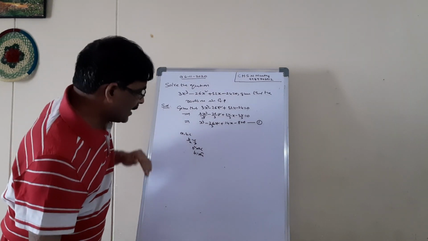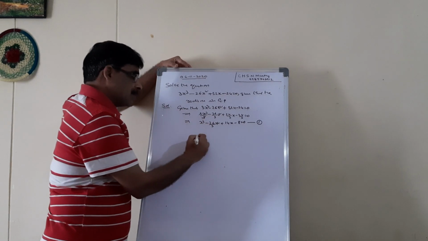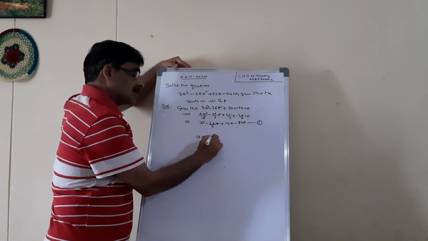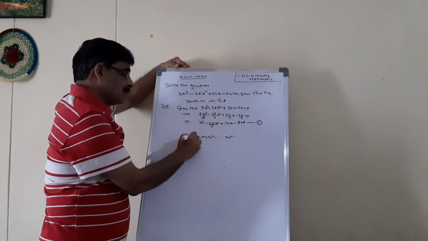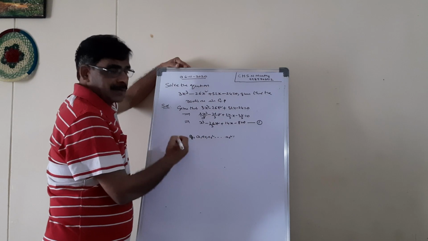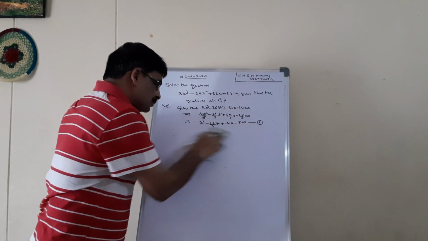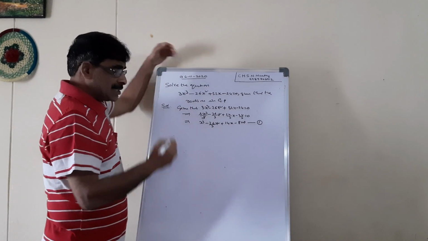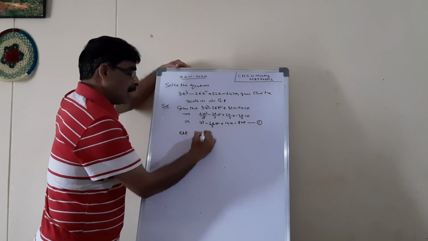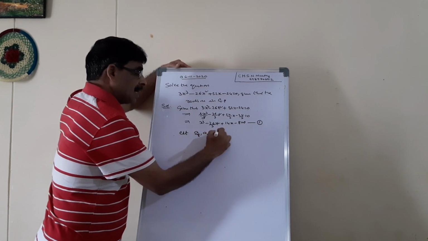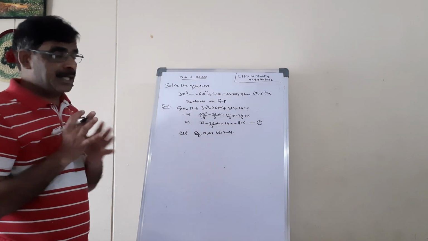See, for our convenience, let the terms in geometric progression be A, AR, AR square, and so on, AR power n minus 1, you know. If you write the previous term, it is A by R, like that. So for our convenience, you take the roots of this equation in geometric progression as A by R, A, AR, because it is in geometric progression.